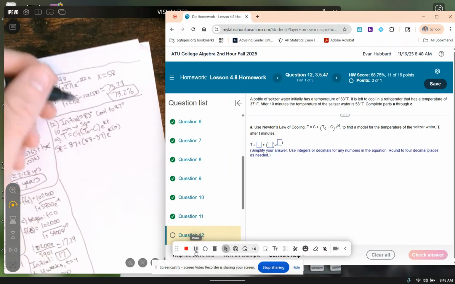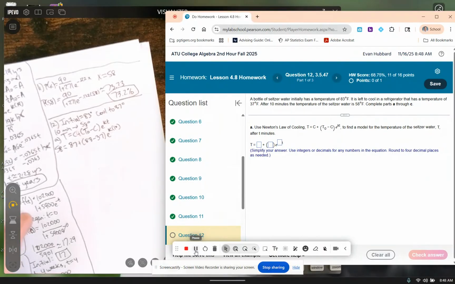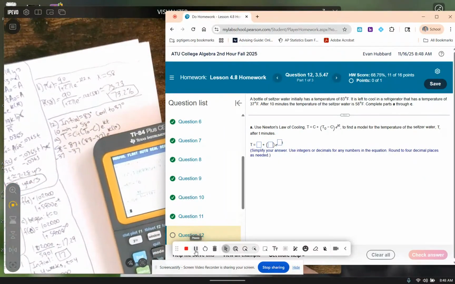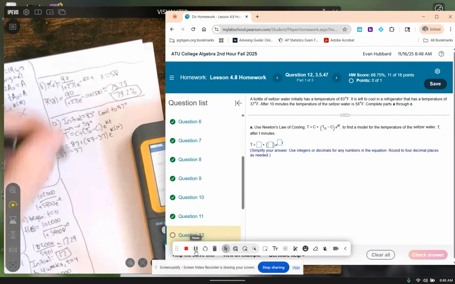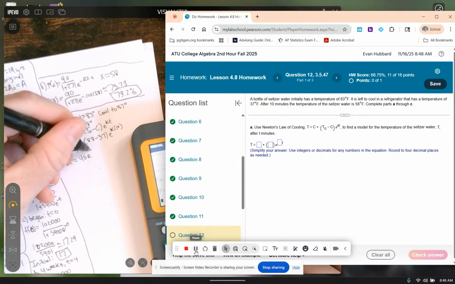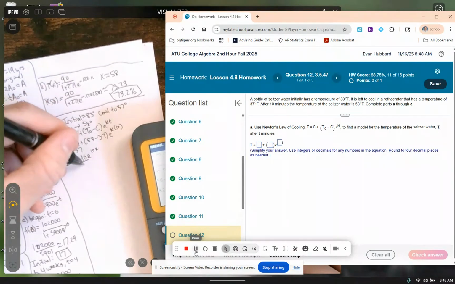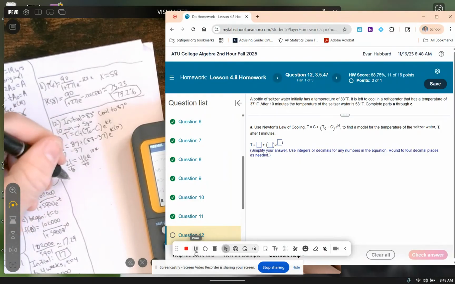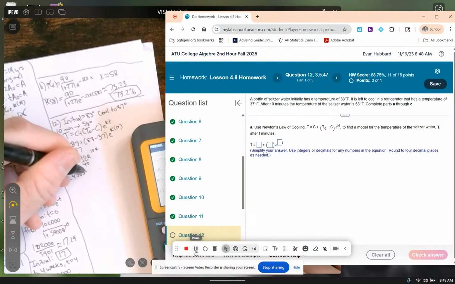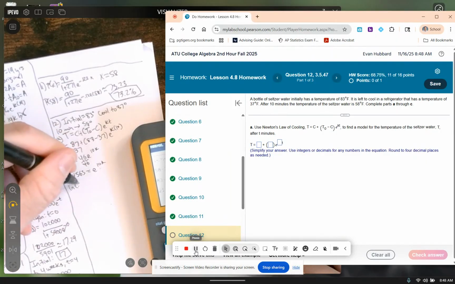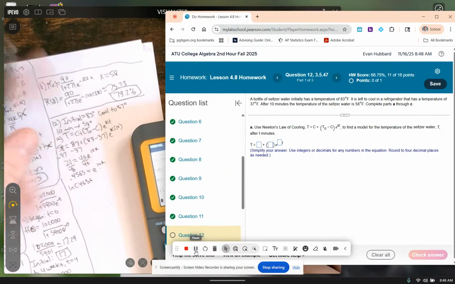So we'll subtract 37. 58 minus 37 is 21. 83 minus 37 is 46. So 21 equals 46 e to the 10k. 21 divided by 46 is 0.4565, and that's e to the 10k. Now we'll take the ln of both sides, so ln of 0.4565.